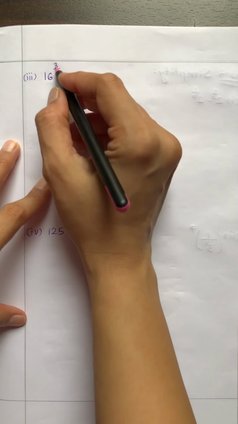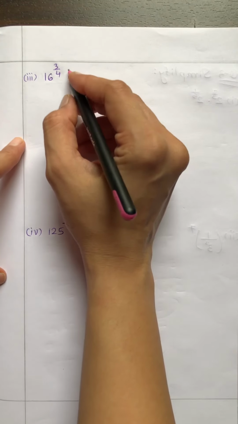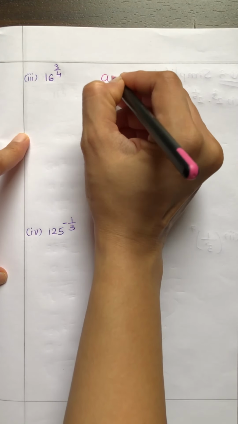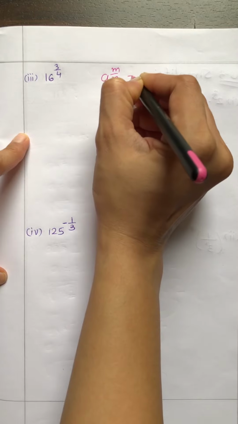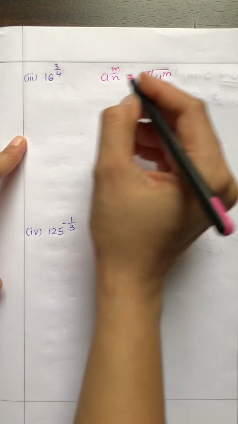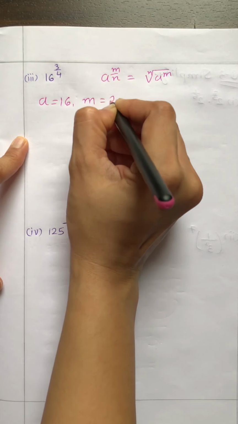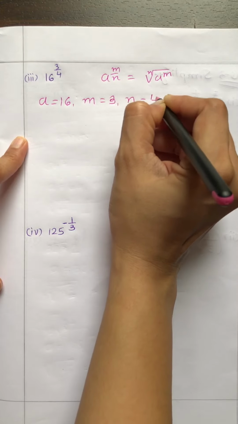Third question, 64 raised to 3 by 4. Again, we will compare this with a raised to m by n is equal to nth root a raised to m. Here a is equal to 16, m is equal to 3 and n is equal to 4.